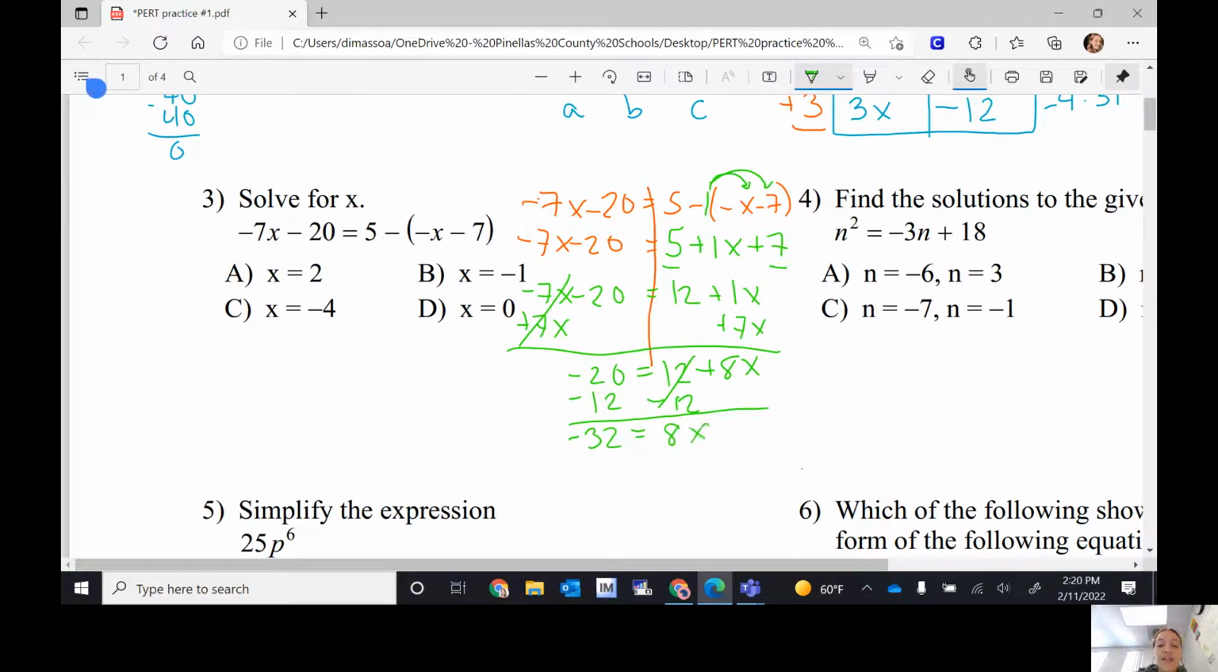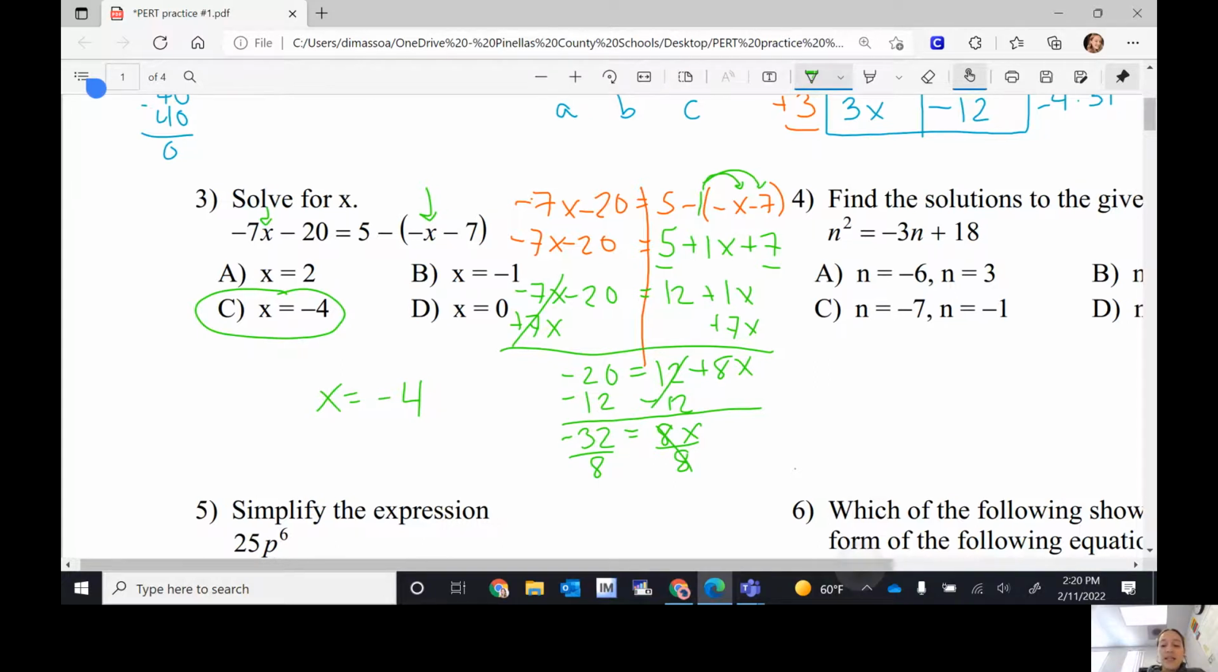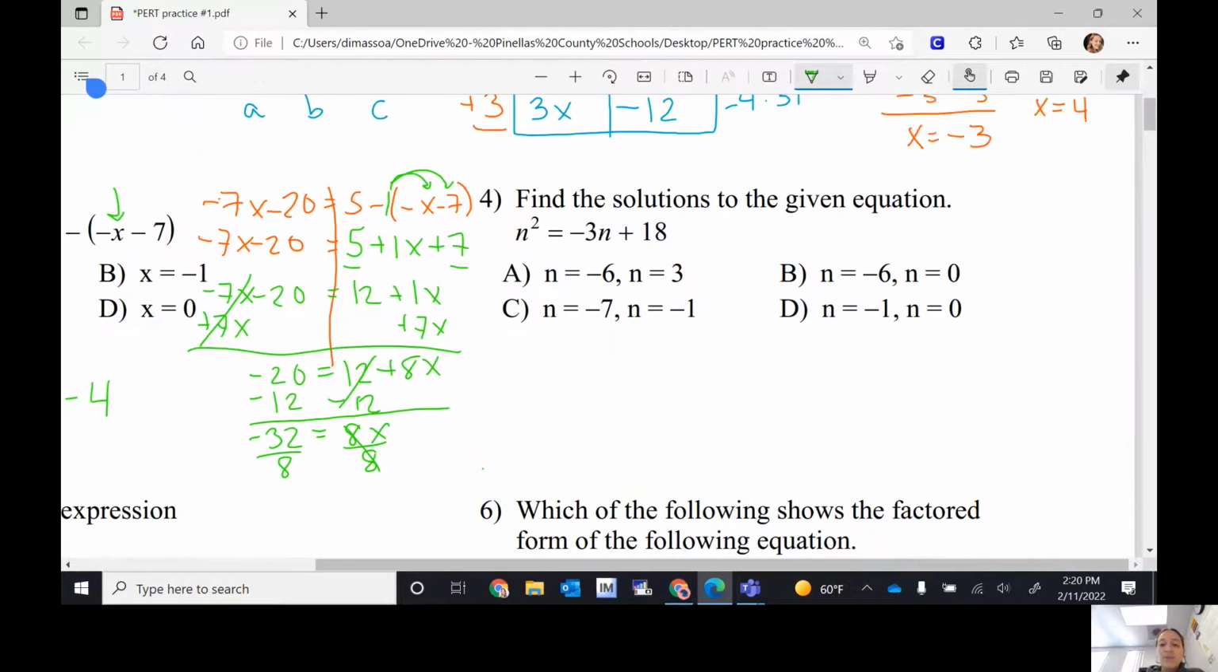And then my last step is to get the x by itself, so my final step is to divide both sides by 8. So -32 divided by 8 gives me x equals -4. Worst case scenario, if you got stuck and you didn't know what to do, my suggestion is, since it's multiple choice, you can always take the answer and plug it in and see if you get the right answer from there. That's always another choice as you're going through and working on these problems.